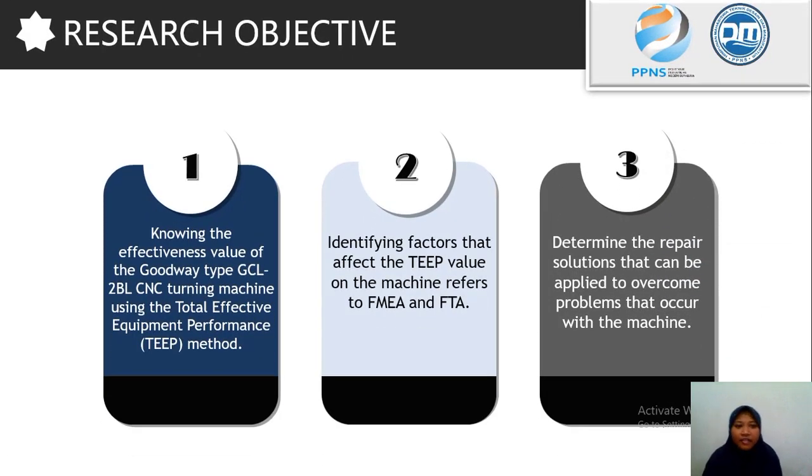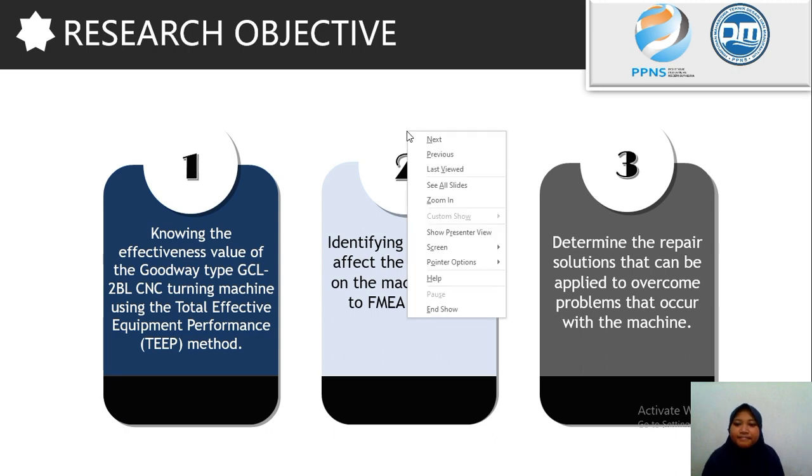Okay, and then the research objectives. There are knowing the effectiveness value of the Goodway type GCL2PL CNC turning machine using the total effective equipment performance or TEEP method, and then identifying factors that affect the TEEP value on the machines referring to FMEA and FTA, and then determining the repair solutions that can be applied to overcome problems that occur with the machines.